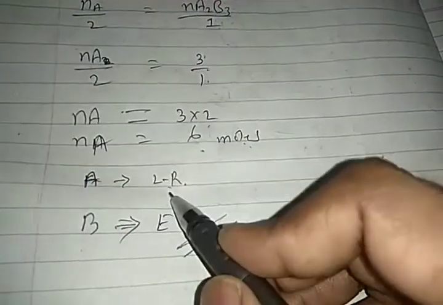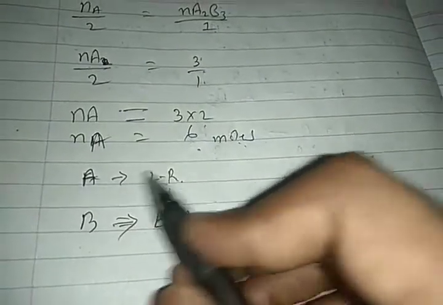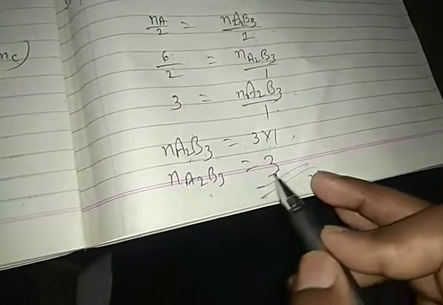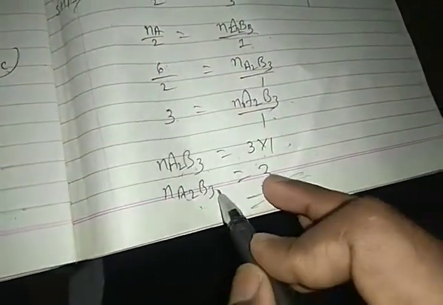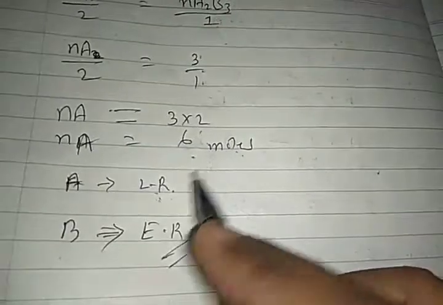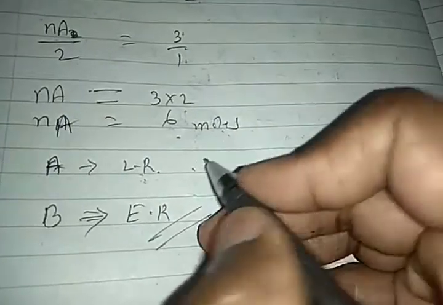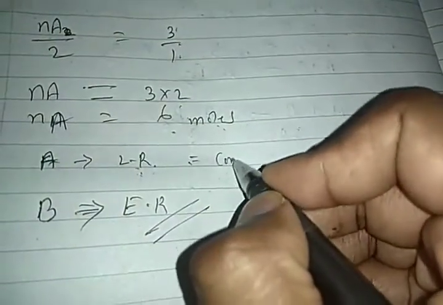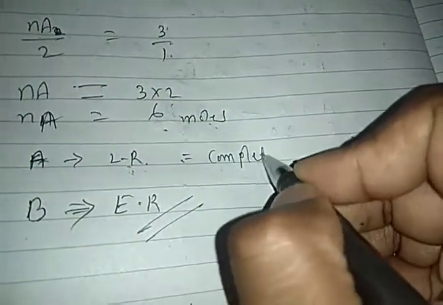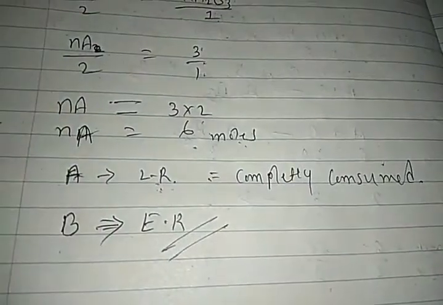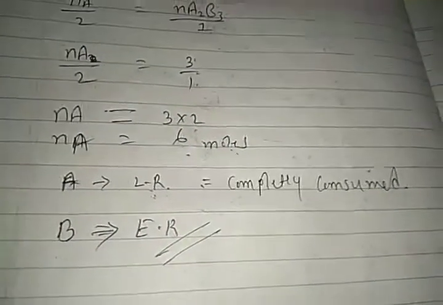A is completely consumed. The 6 moles of A are responsible for the formation of 3 moles of A2B3, students. Understood, students? So A is the limiting reagent and B is the excess reagent. So it is completely consumed, students. The 6 moles of A are completely consumed here, nothing would be left. Right students? Understood students? I hope you understood.